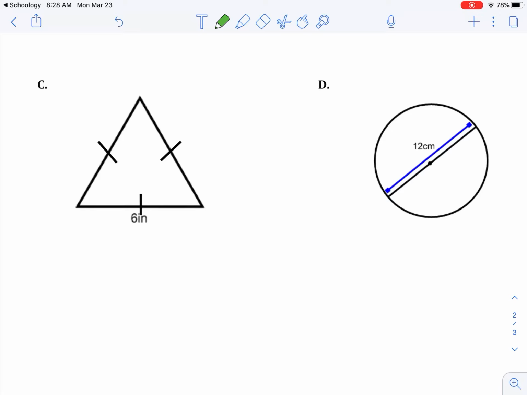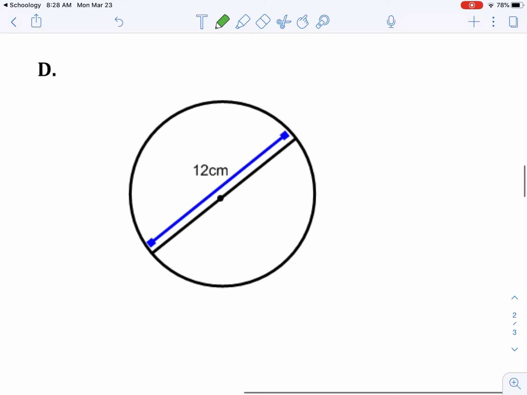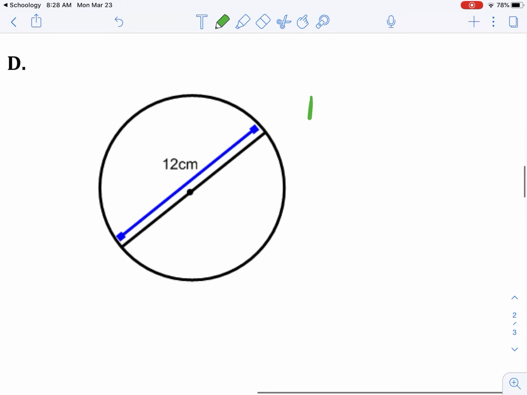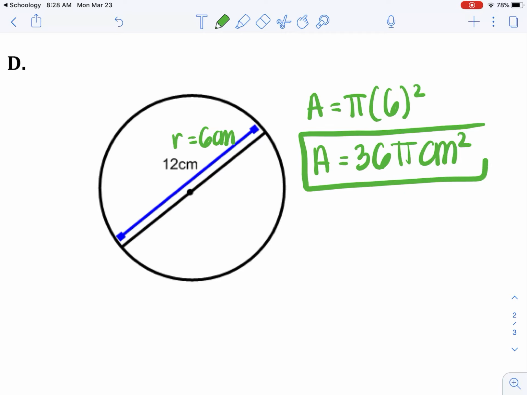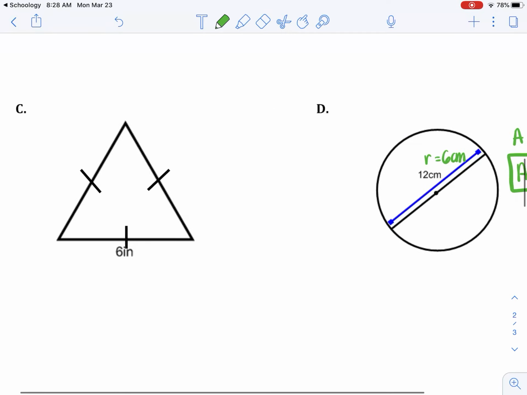Okay, go ahead and pause the video and do D on your own. I know I'm doing it in a different order, but I figured, hey, this is a nice easy one. Area equals pi times my radius squared. Area equals, this one we can leave exact, 36 pi centimeters squared.